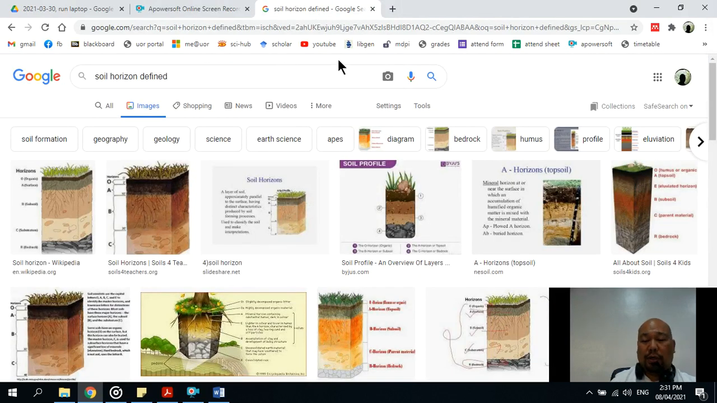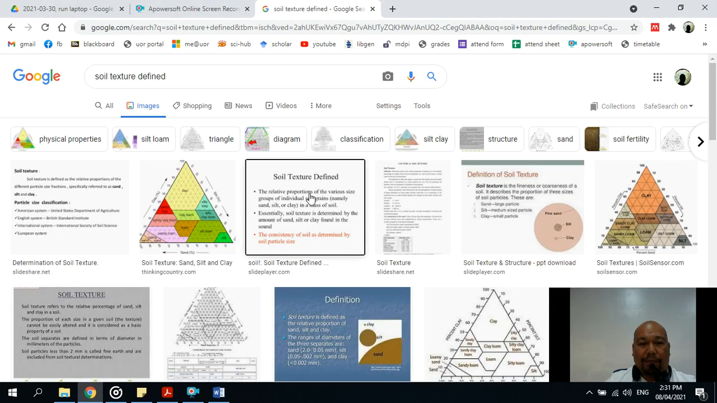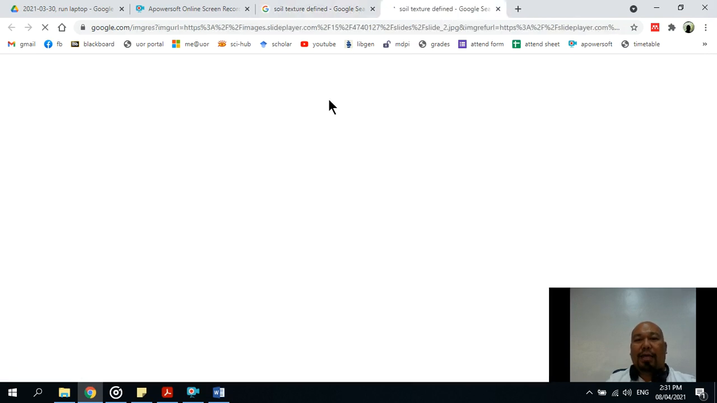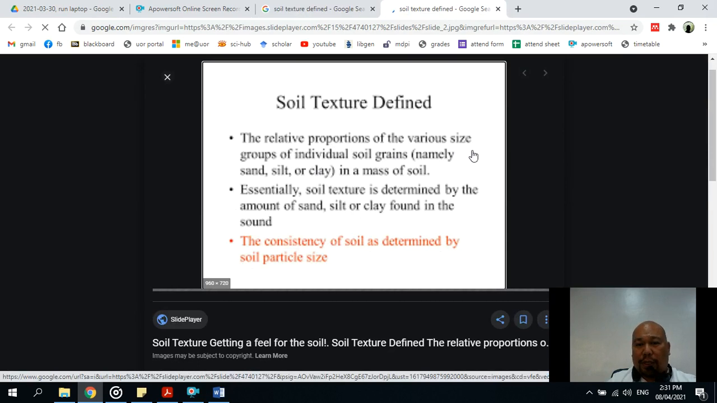Okay. Soil texture defined. Let's just wait a little bit para mo klaro. It has something to do with the internet, but still it's readable. The relative proportions of the various size groups of individual soil grains, namely the sand, silt, or clay, or basically unsa kadagkua, unsa kagamya ang soil particles.